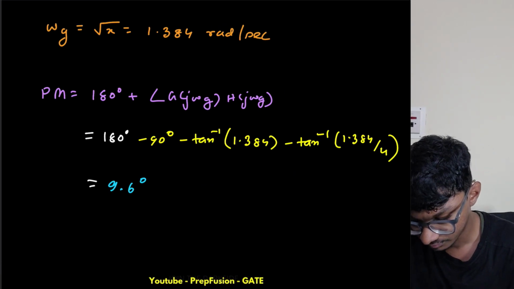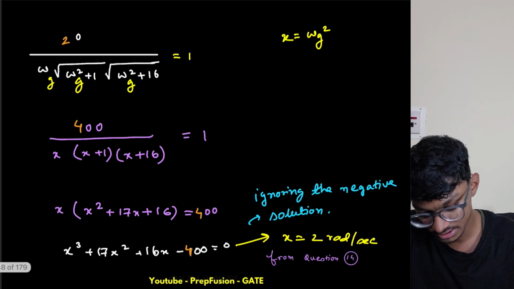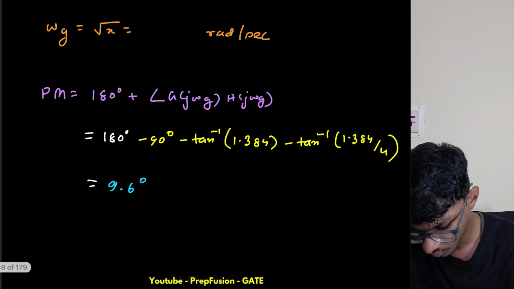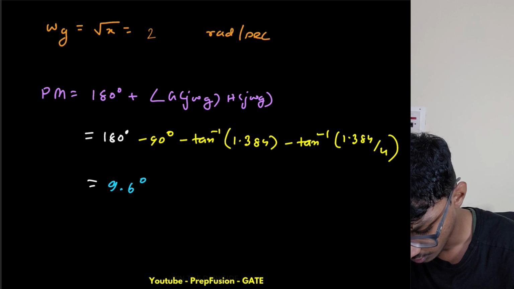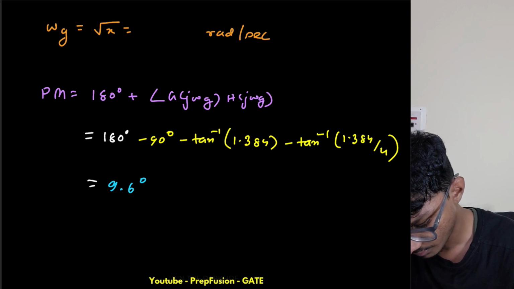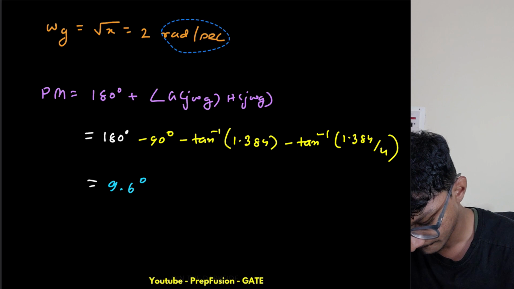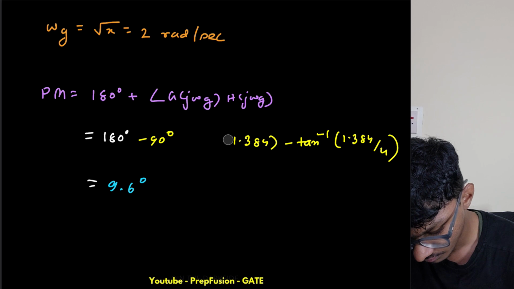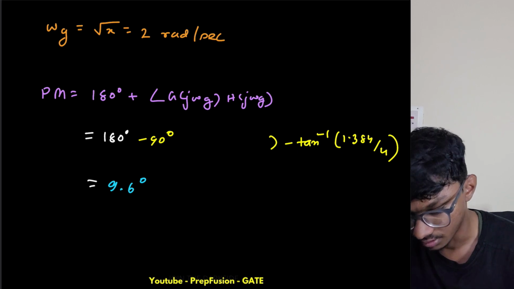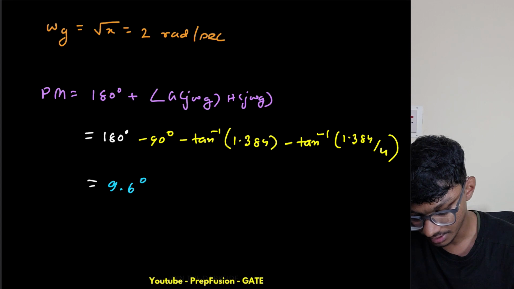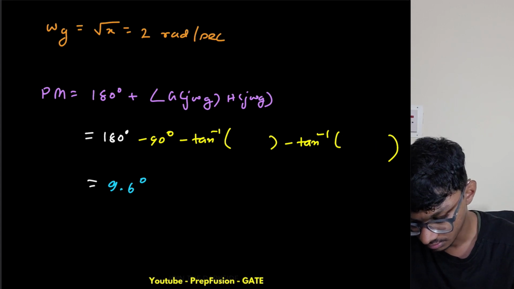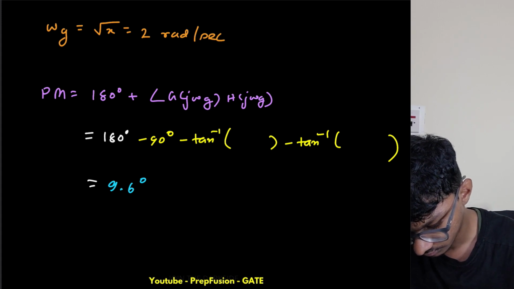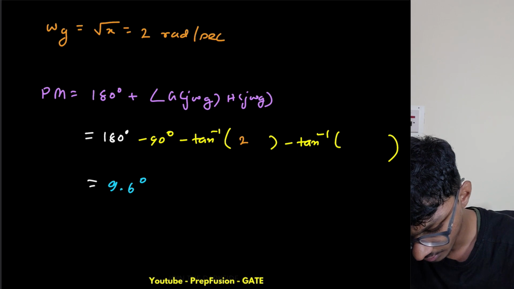So my omega x will be 4, and omega g will be 2 itself, right? Omega g is 2. So this will simply become tan inverse 1. I will say this will simply become tan inverse 2 divided by 1 by 2.